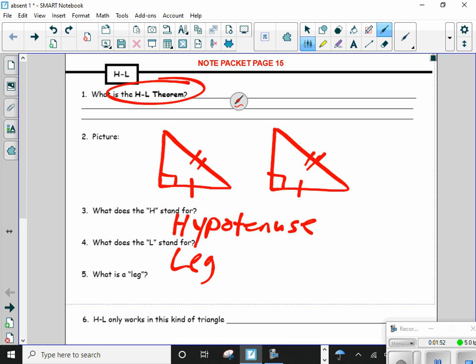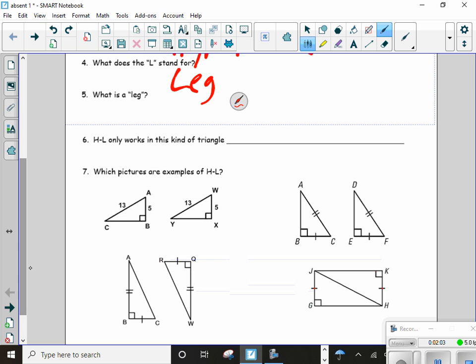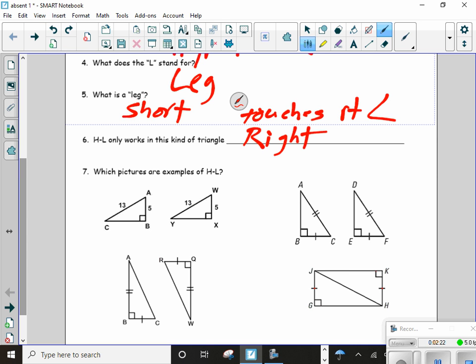The hypotenuse is the long slanty side that doesn't touch the right angle, and the leg is either of the other two sides. All right? So that should help you to answer the questions right after. What's a leg? It's the short side that touches the right angle. And the hypotenuse is the long side that's not touching the right angle. For number 6, it only works in a right triangle. This only works in a right triangle.